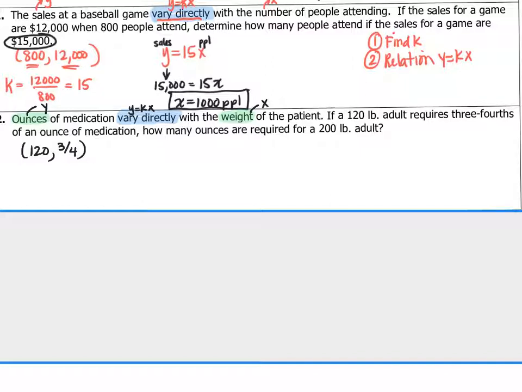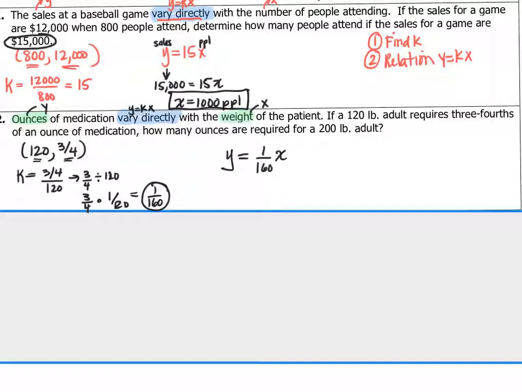So first, I set up my ordered pair with my 120-pound adult requiring 3/4 ounces of medication to find my constant of variation. K, or slope, for a directly varied relationship is 3/4 over 120, or 3/4 divided by 120. 3/4 divided by 120 is the same as 3/4 times 1 over 120. Keep it, change it, flip it, which if you do that computation, you get 1 over 160. That means that the ounces of meds is equal to 1/160th times the weight of the patient.